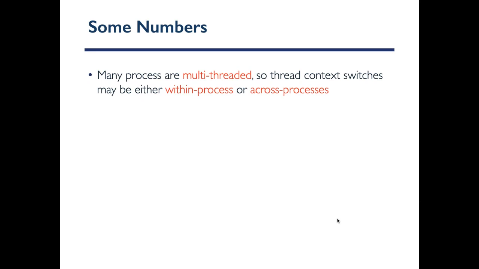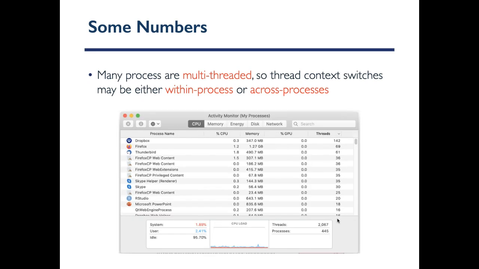There are many threads in modern processes. I took a snapshot last year. If you look at this, Dropbox in my system at the time had 142 threads. Firefox had 69 threads. So these are big numbers, right? In total, in my system at the time, I had more than 2,000 threads, when at the same time, I only had 400 processes. So a lot more, like 5 times more threads than processes.